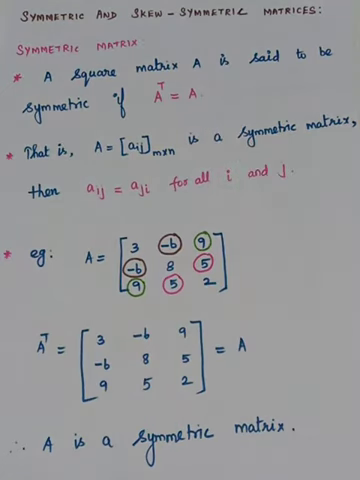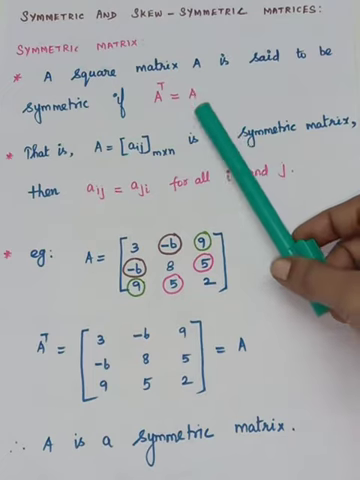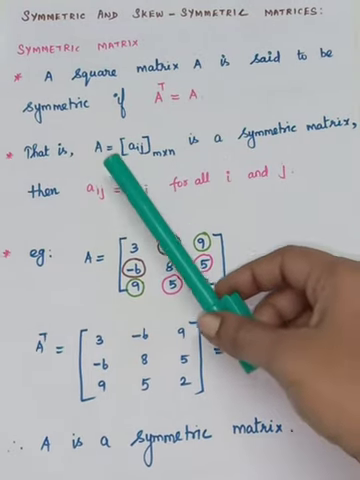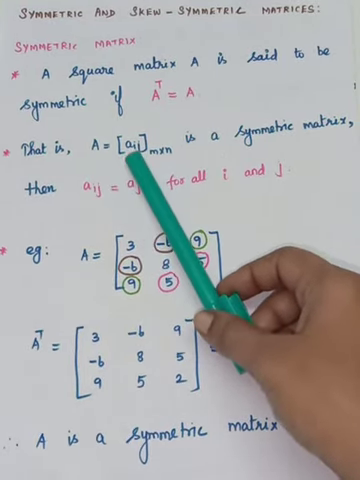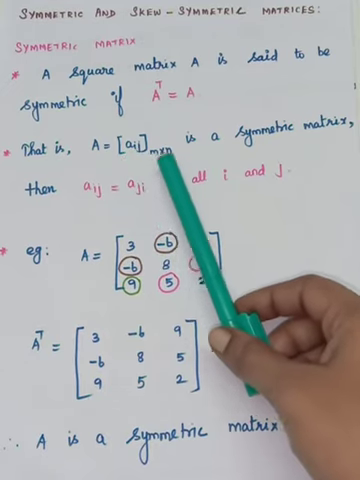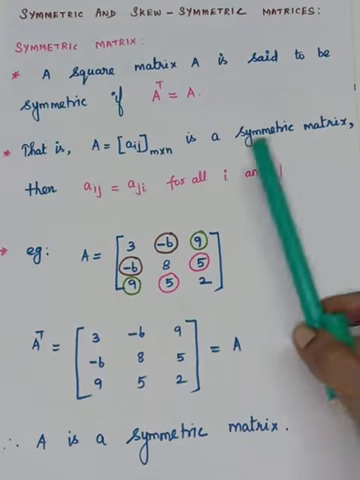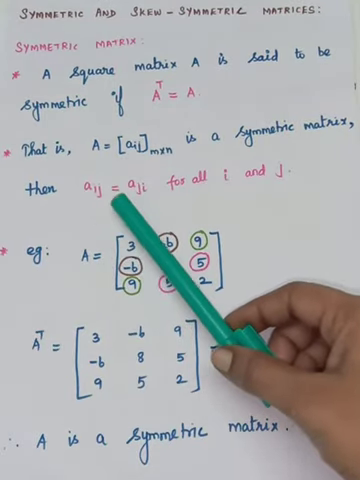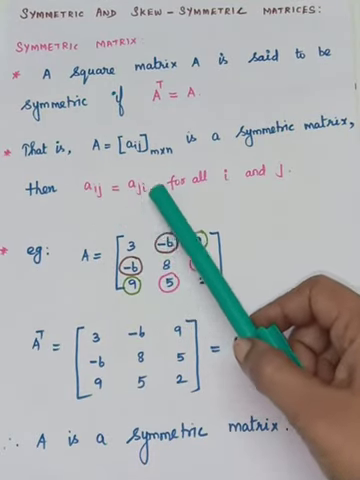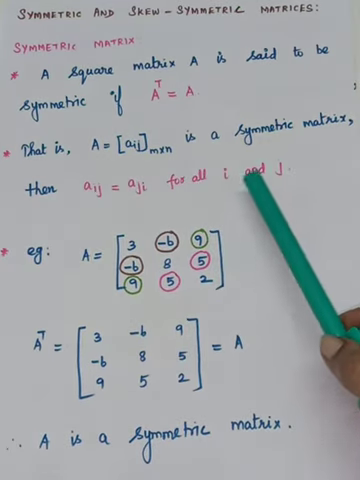So, if you consider a square matrix, when can you say that A is a symmetric matrix? A transpose should be A itself. That means A, which I have taken with elements Aij and order m cross n, is a symmetric matrix, then Aij is equal to Aji for all i and j.